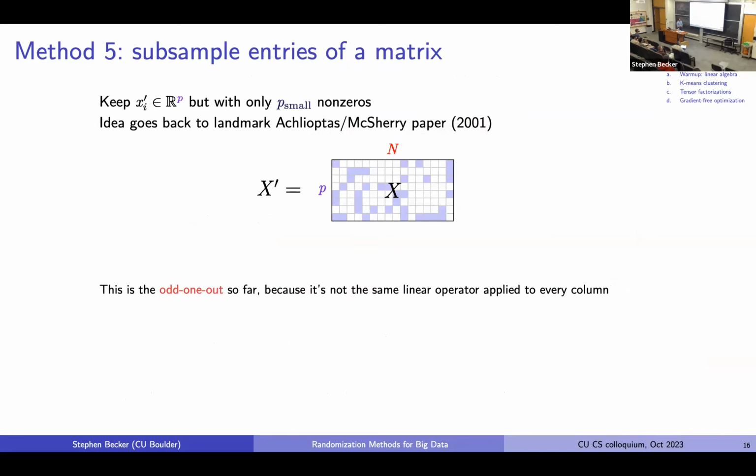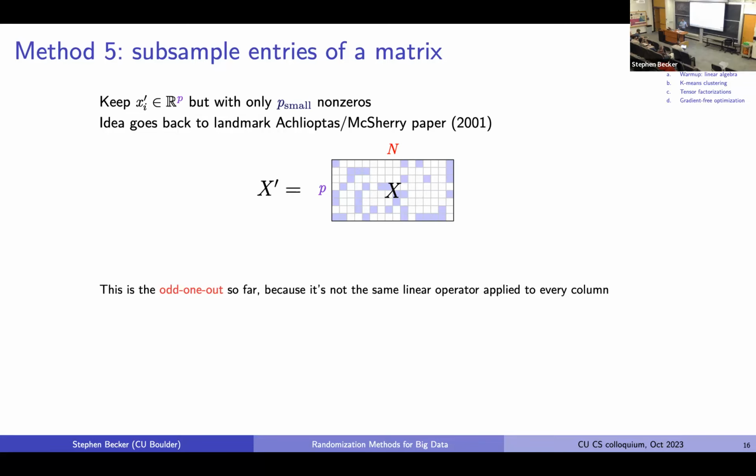Okay, what else could we do? This is a different kind of sketch. It's sort of the odd one out because before it was a linear operator applied to each column. This is a linear operator if I think of my matrix as one big vector itself. But if I think of it as a bunch of different columns stacked together, then it's a different linear operator for each column. So what is this? I'm just going to pick a bunch of entries and keep them, maybe rescale them to correct for the magnitude. And the other ones I'll just drop.